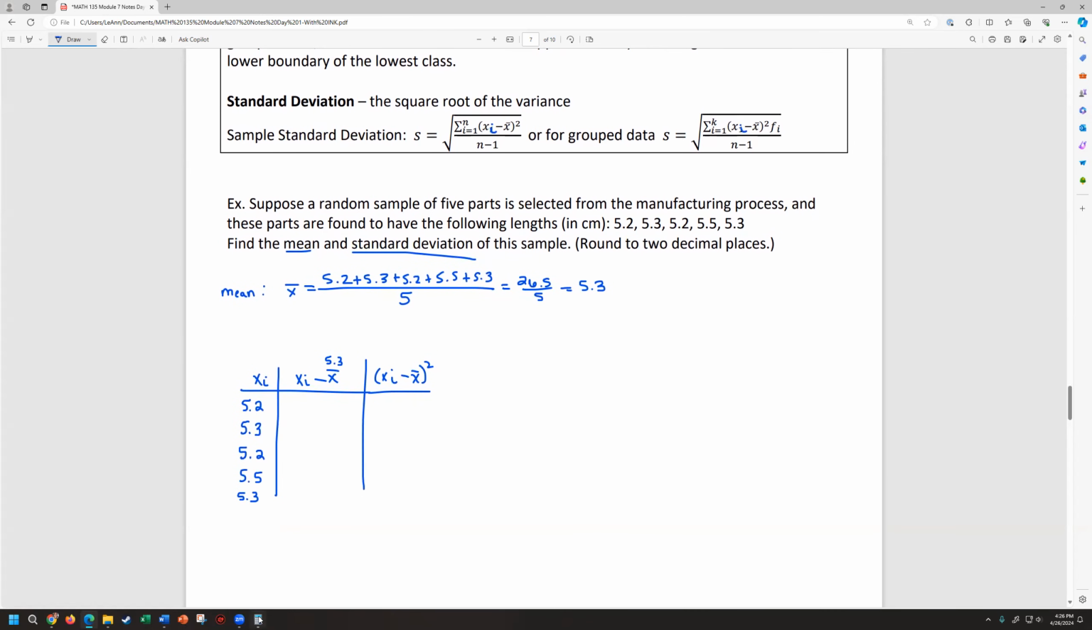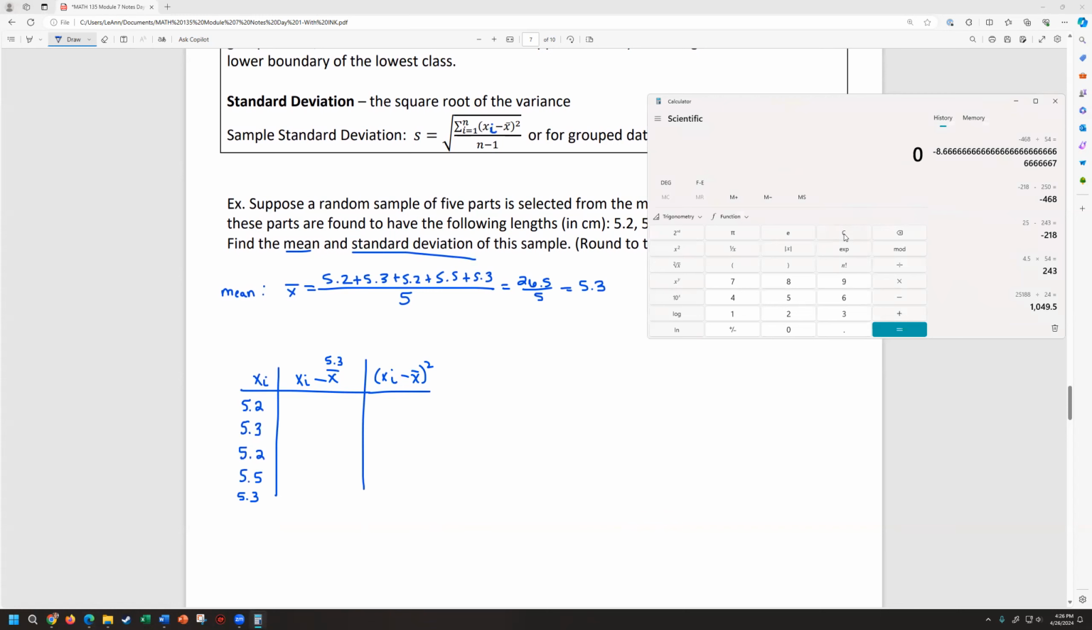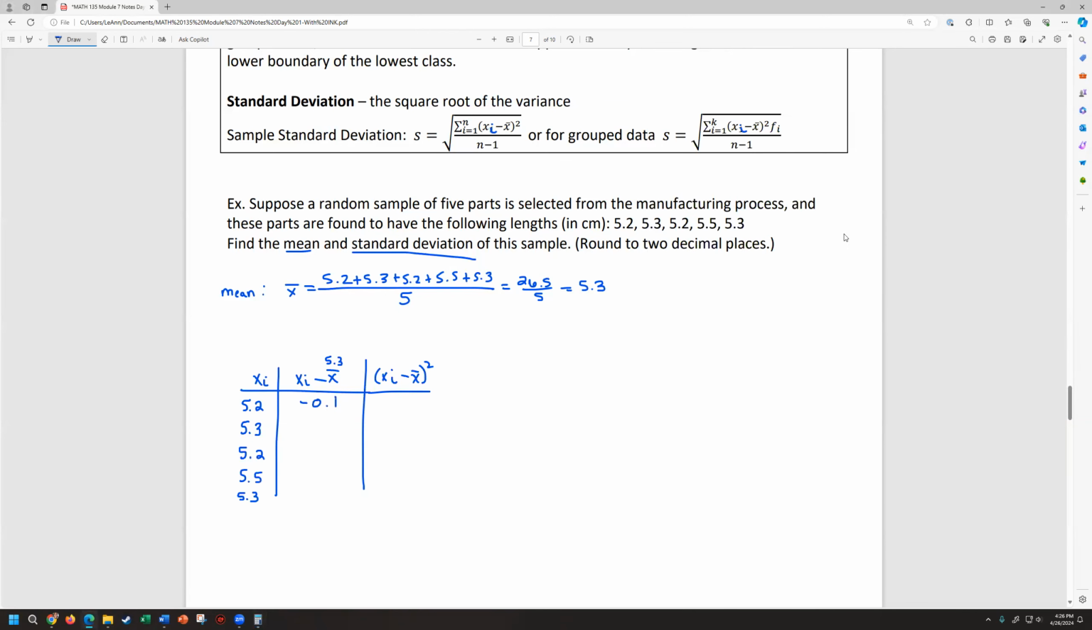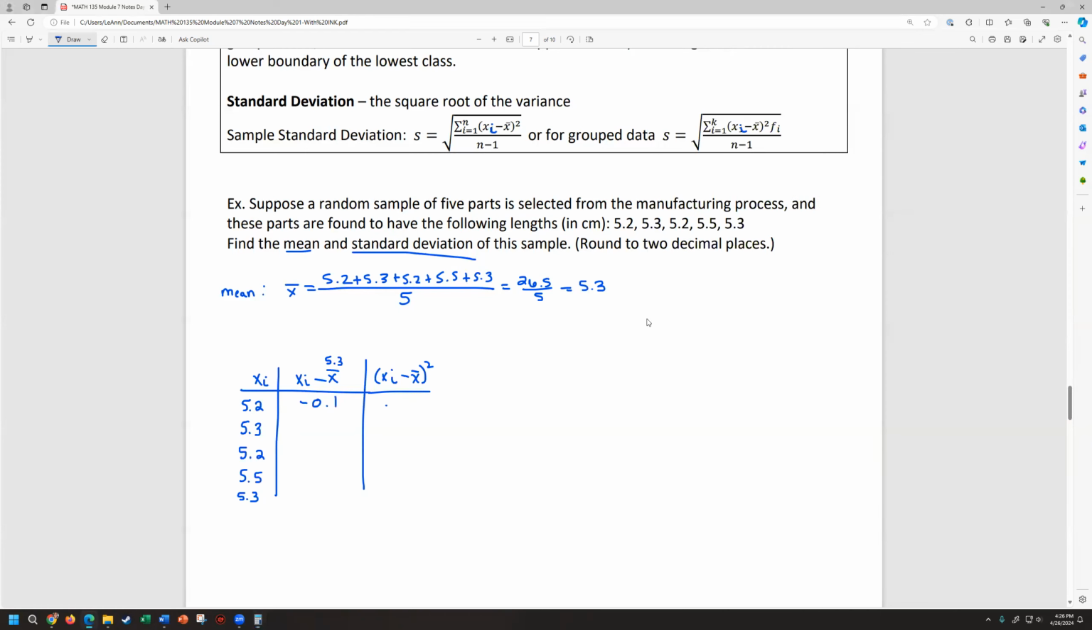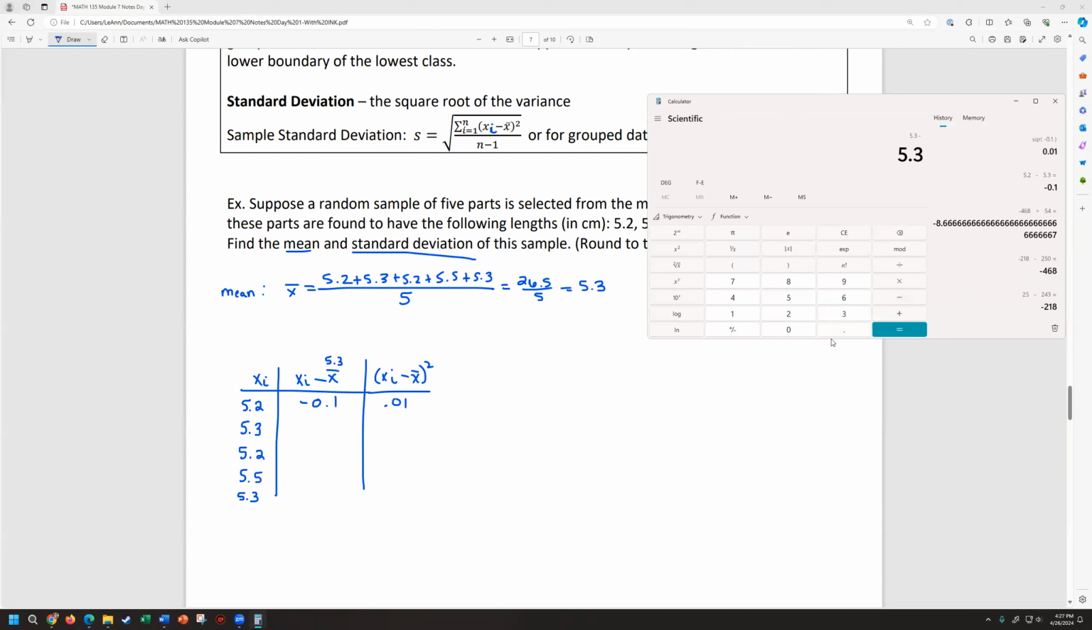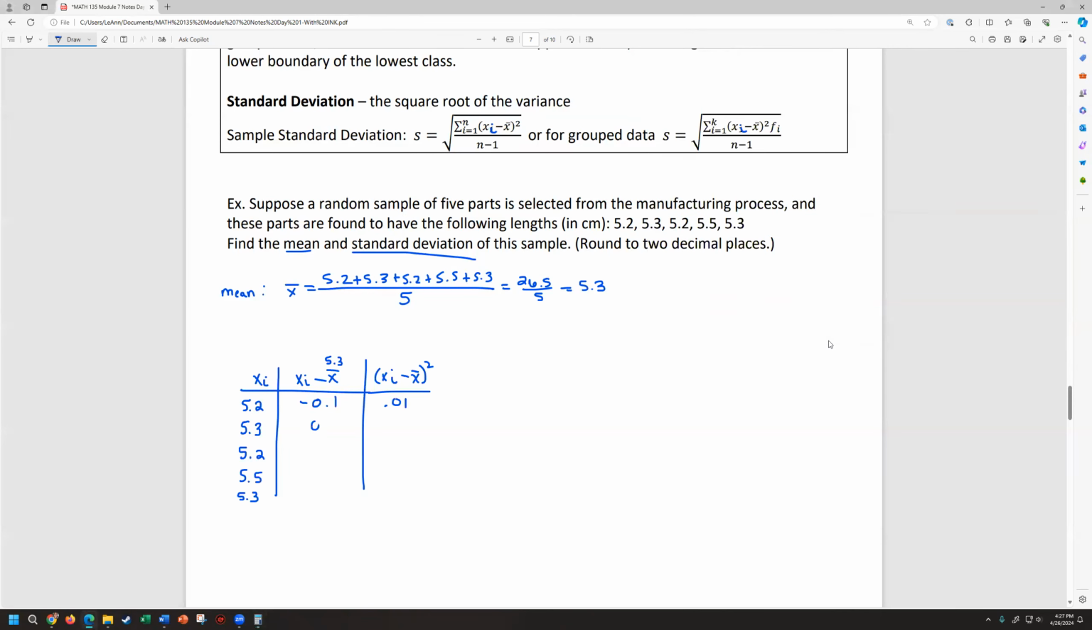On this, I usually do a lot of this on my calculator and just write things down as I go. So 5.2 minus 5.3. So notice that's that first item minus the mean. That's going to be a negative 0.1. If you use the square button on your calculator, that will square that negative as well if you have the little power button. If not, you might need to make sure you put it in parentheses first. But if I square that, I get 0.01. Then we do 5.3 minus 5.3 because that's the item minus the mean. So that one's going to have 0 as its value. And if you square 0, you get 0.